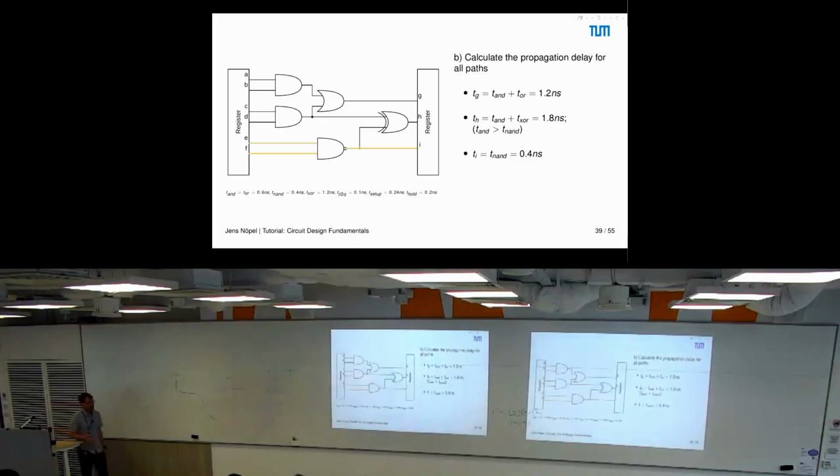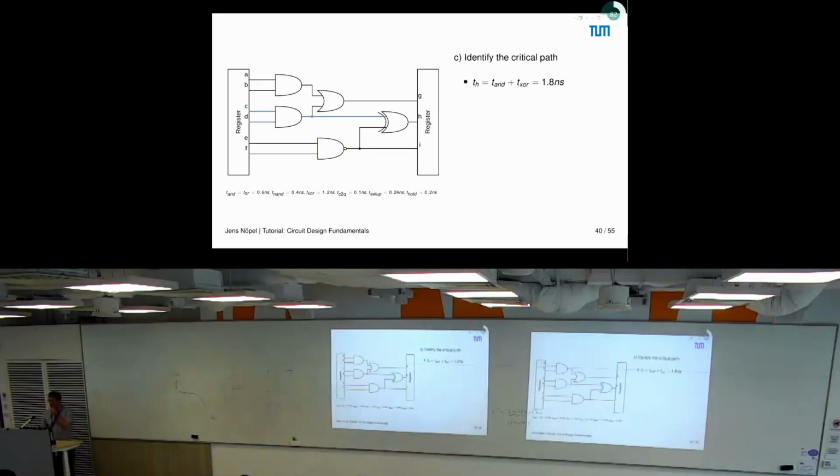And now the question is, what is the propagation delay of our complete logic, so of G, H, and I? You just choose the one that is the largest, which is TH in our case. So this is the critical path. Questions? Yeah?